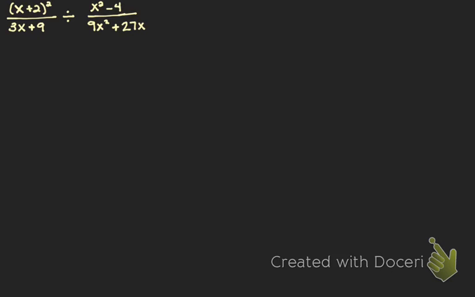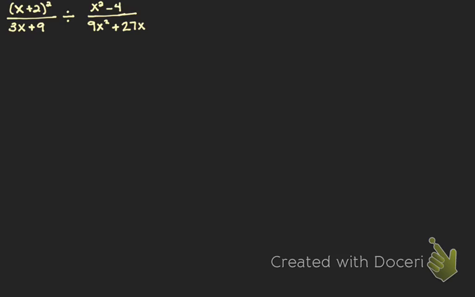Hi guys, today we are going to talk about dividing rational expressions. So today we are going to look at the problem, the quantity x plus 2 squared divided by the quantity 3x plus 9, divided by the quantity x squared minus 4 over the quantity 9x squared plus 27x.